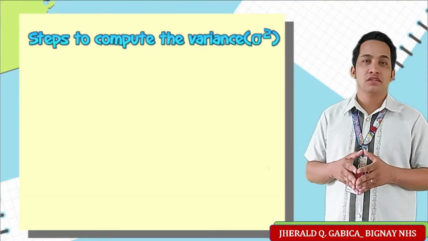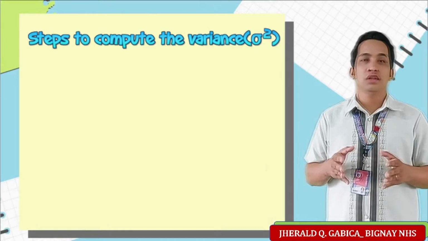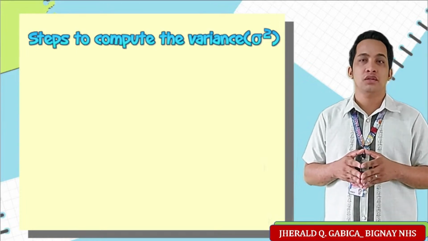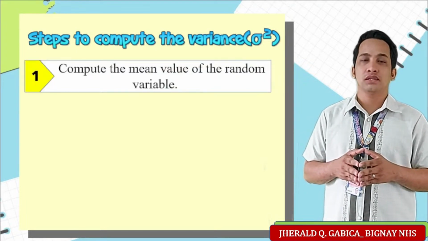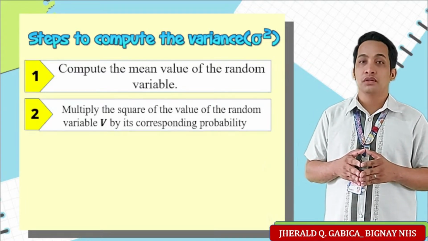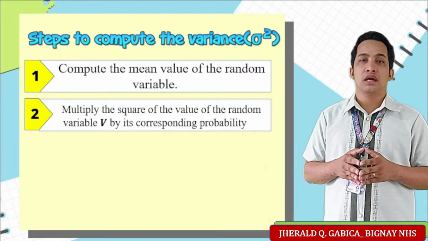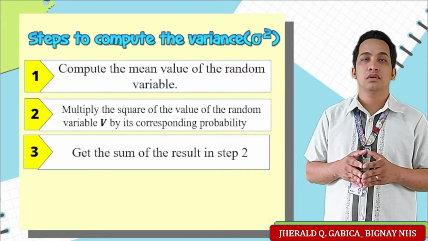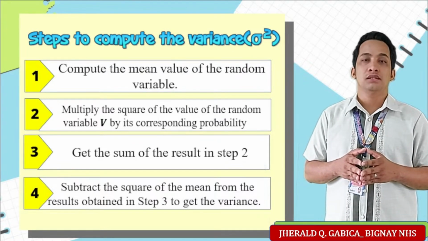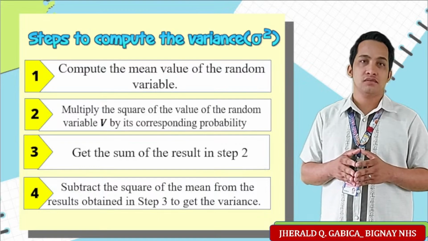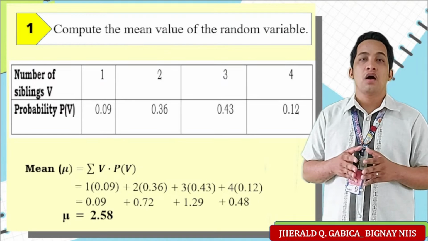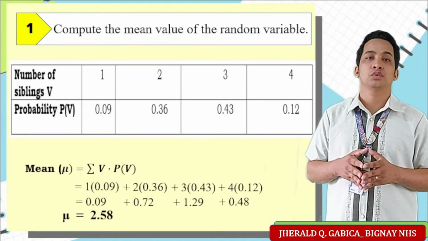To solve for the variance using the alternative solution, we will use the steps to compute the variance. So our first step is to compute the mean value of the random variable. Second is to multiply the square of the value of the random variable v by its corresponding probability. Third, get the sum of the result in step 2. And step 4 is to subtract the square of the mean from the results obtained in step 3 to get the variance. So for step number 1, we compute the mean value of the random variable. A while ago, our mean value is equal to 2.58.